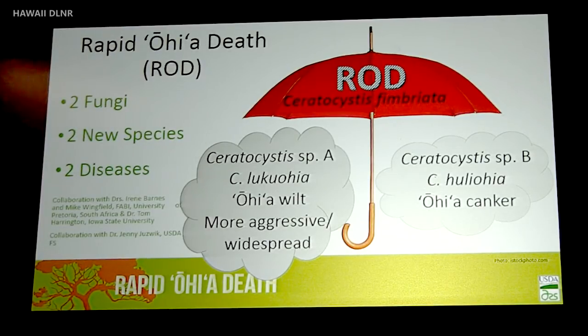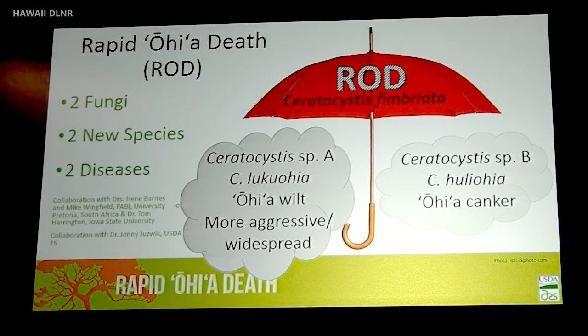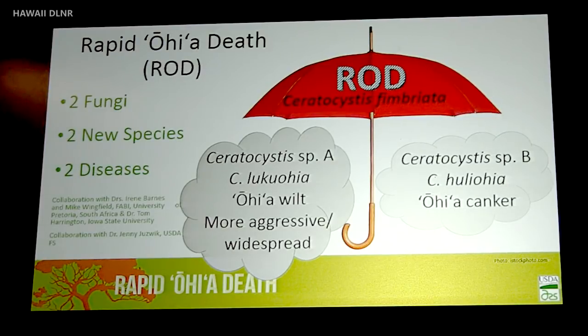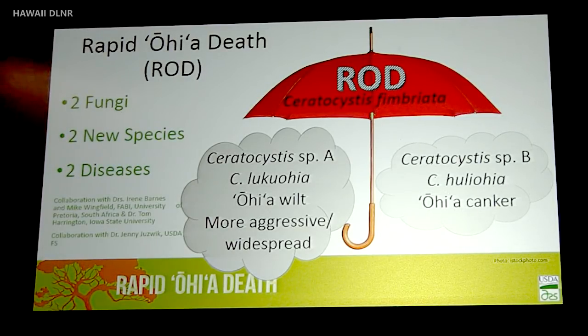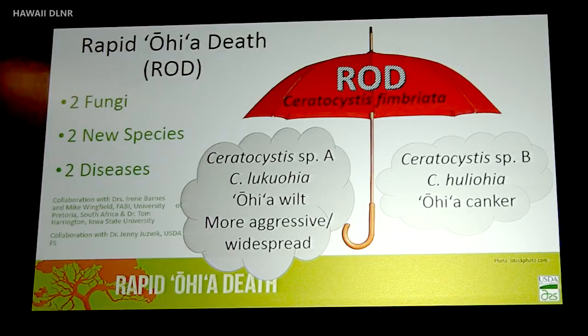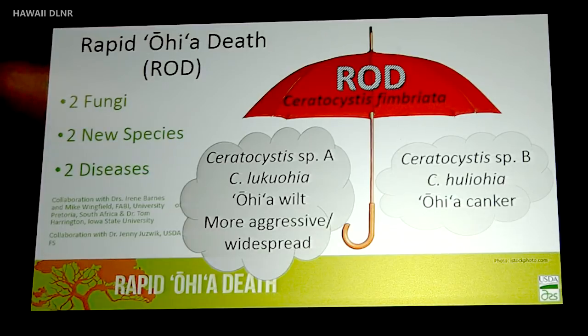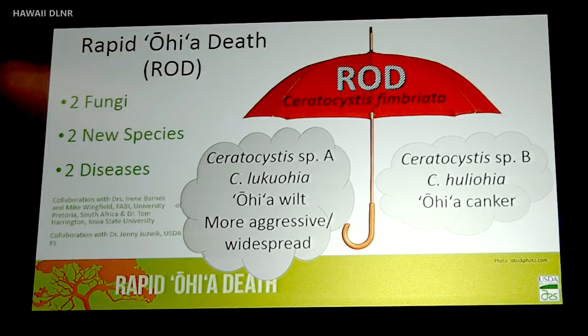I know that's kind of a complex thought, but when we first started working on it, we found Ceratocystis fimbriata, okay? Similar to other Ceratocystis fimbriata that occur on trees around the world. Well, we found a second Ceratocystis fimbriata, and that's when all our fun began, yeah? We called one Ceratocystis species A, one Ceratocystis species B, with a very large collaboration with scientists here and around the world. We now have named and described two new species of fungi, okay?